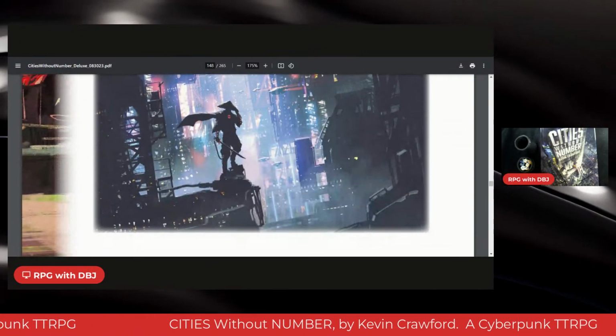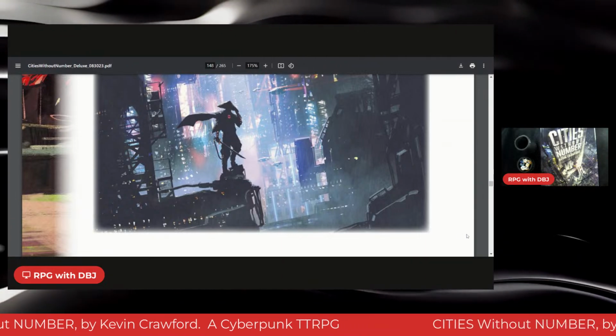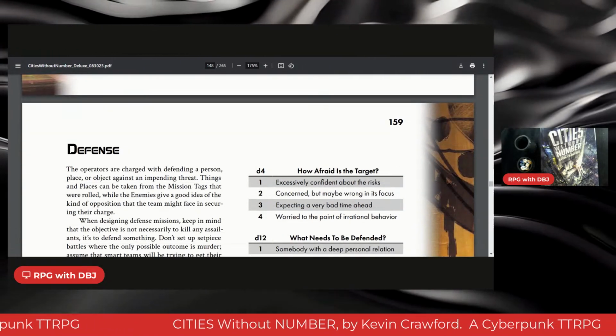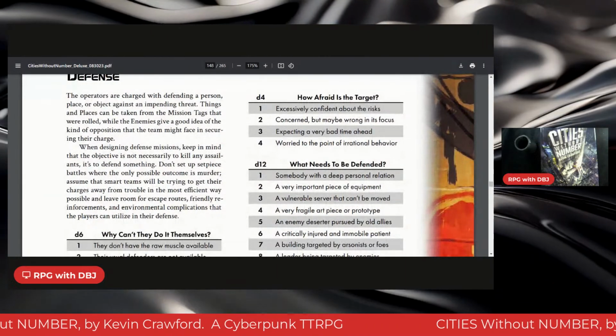Got to have the proto-Asian big city with a katana. You got to have that. You got to have that. But anyway, there are defense missions, and you get to roll some dice.